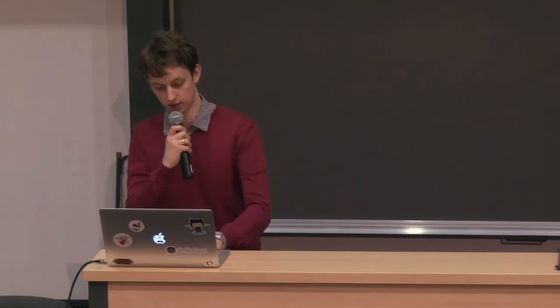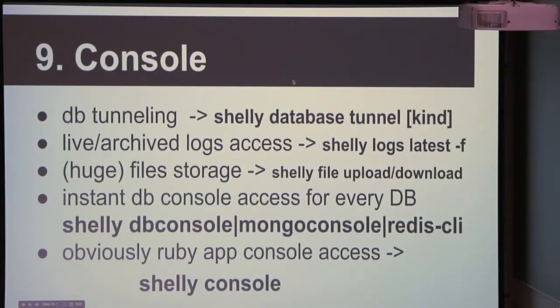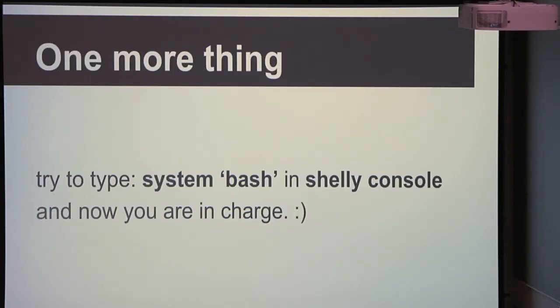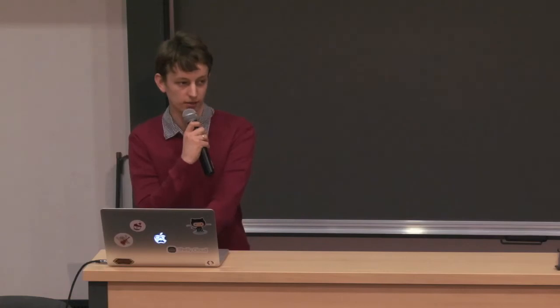Yeah, and the place where DevOps really shines is the console, and that's the same for Shelly. So you can tunnel the databases to debug some problems. You have access to logs live. You remember the -f for tail? It's the same. And also file storage, some instant DB consoles, and the Shelly console itself. And one more thing is system bash. I think that not everyone knows that it's possible with Shelly to access the console itself also. So then you are in charge. But if you broke something, then that's your fault.